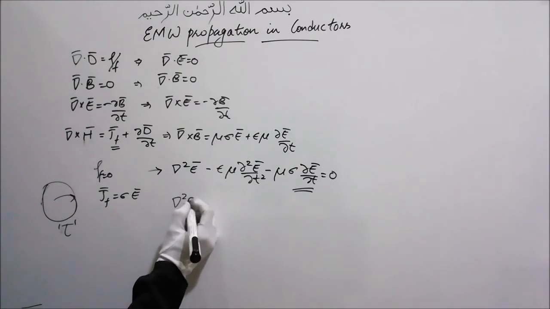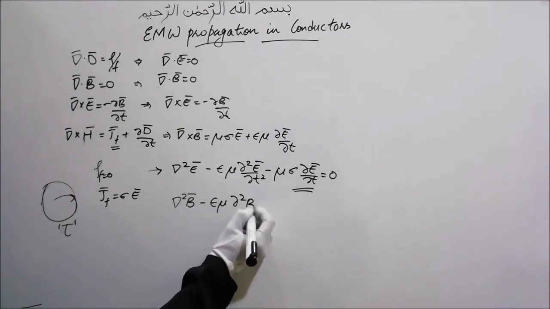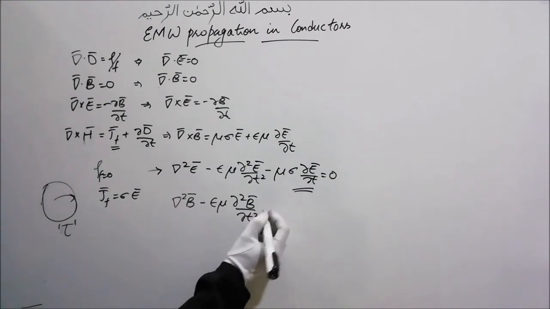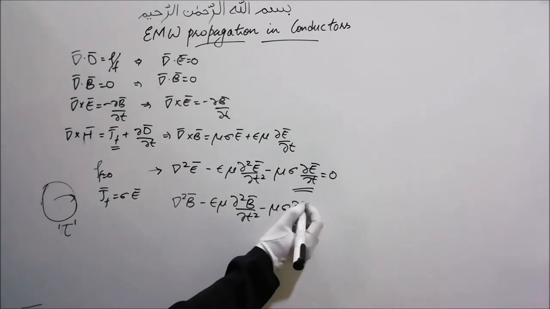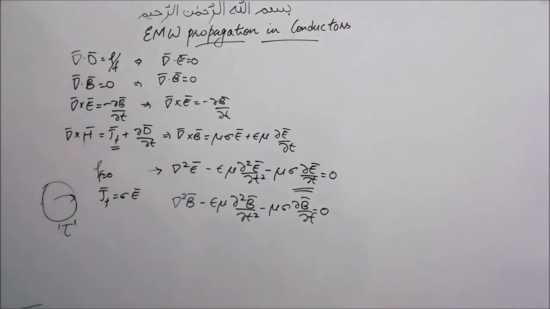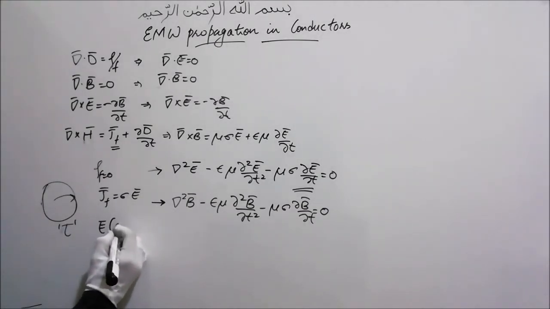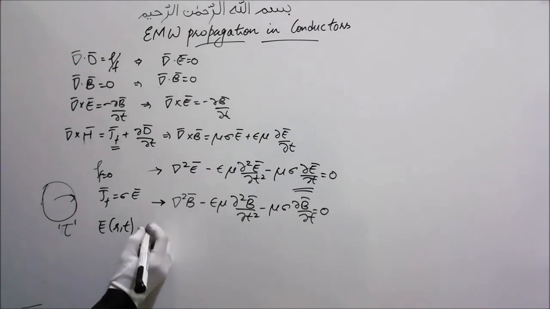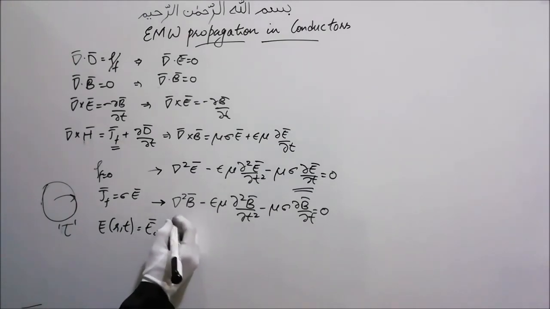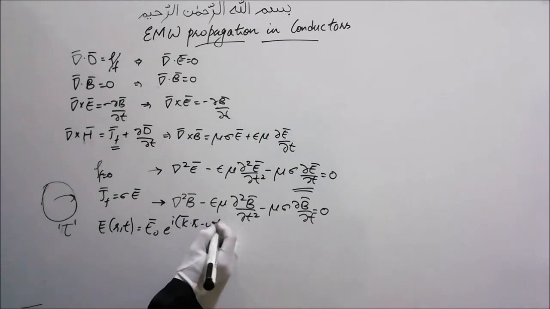Similarly for the magnetic field, del squared B bar minus epsilon mu del squared B bar upon del T square minus mu sigma del B bar by del T is equal to 0. Now the general solution to these wave equations is E bar of R, T is equal to E naught bar e raised to i K dot R minus omega T, right?